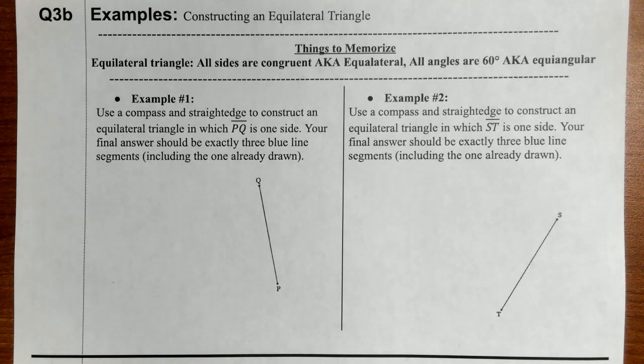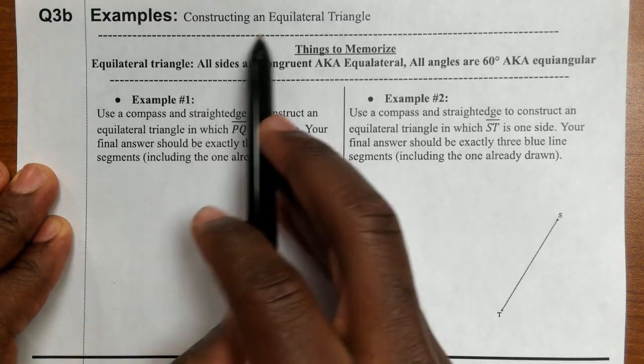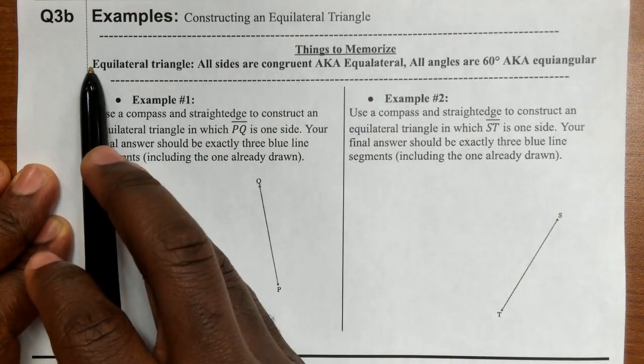Unit 6, Relationships in Triangles, Question 3b. So Question 3b wants us to construct equilateral triangles. Well, what do we need to know?